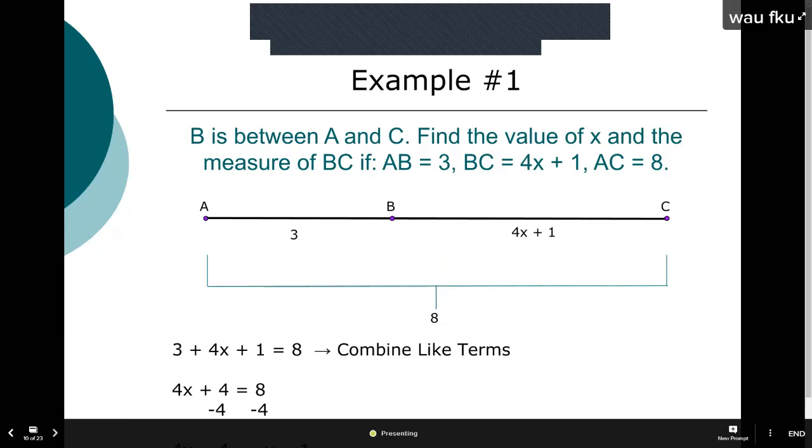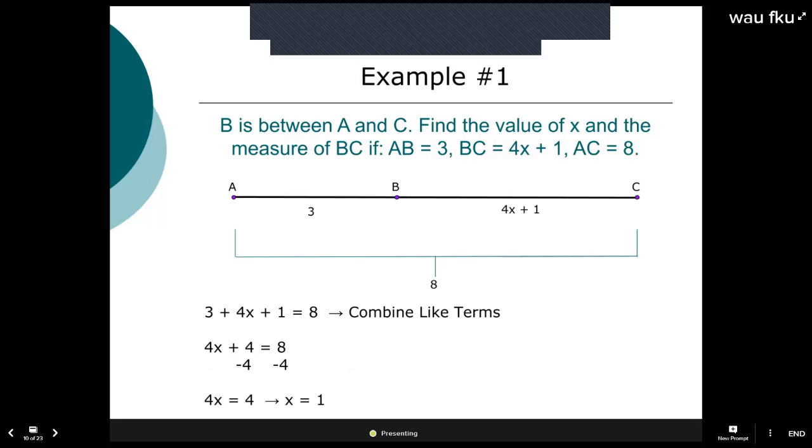Okay, so we would combine our like terms. Remember, we talked about that very early in the year. And we get 4x plus 4 equals 8. And then we subtract 4 from both sides. So we get 4x equals 4. And then we divide by 4 to get x equals 1. Okay, I didn't write all the steps out because once you get here, hopefully everybody knew where to go. So we know x equals 1.